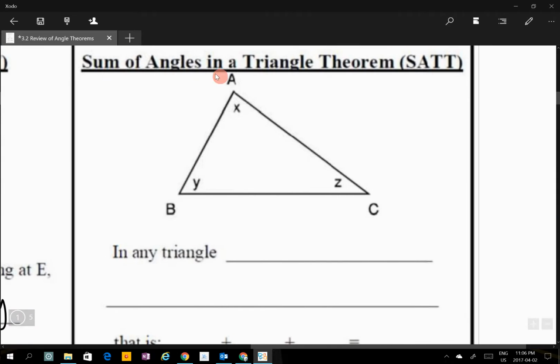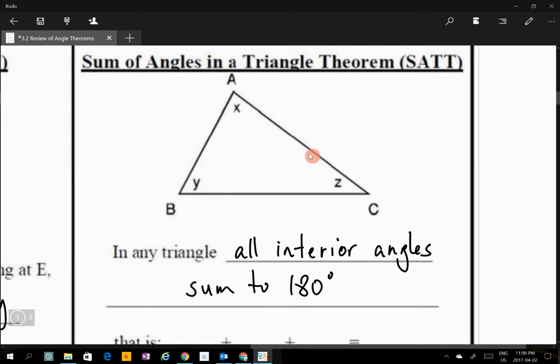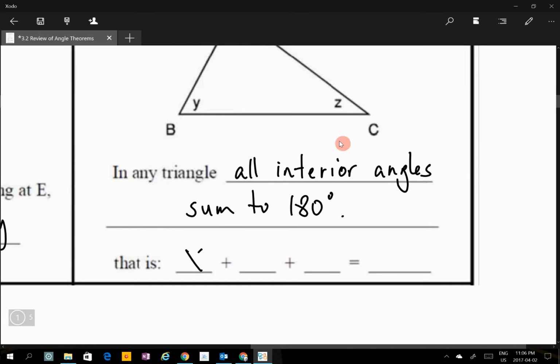And finally, the sum of the angles in a triangle. In any triangle, whether it's isosceles, equilateral, a right angle triangle, any triangle, all the interior angles, the inside angles, sum to 180 degrees. So that means X, Y, and Z, when I add them together, add up to 180 degrees.